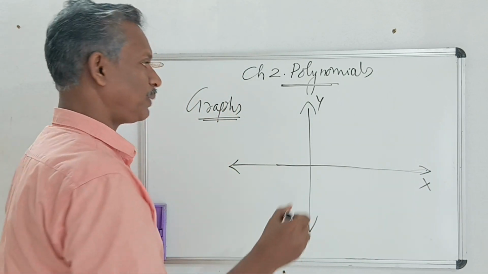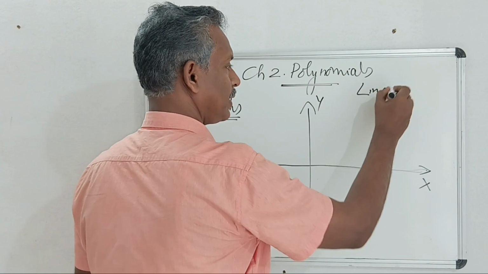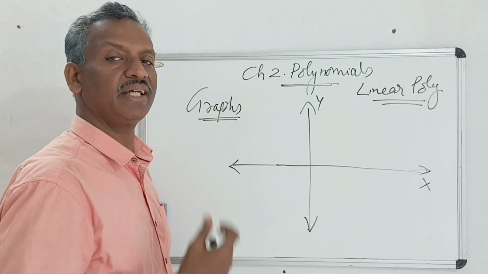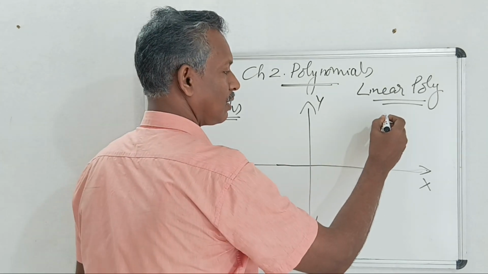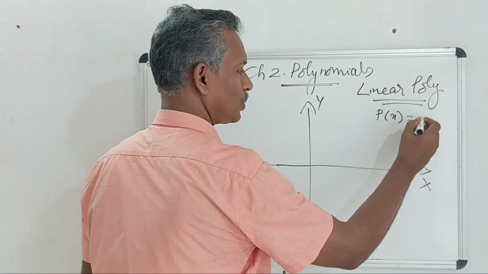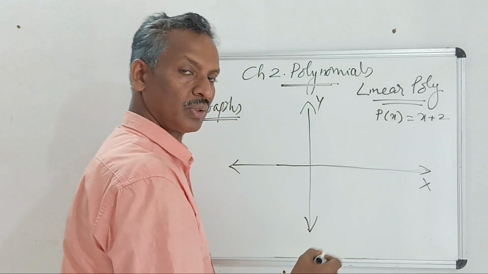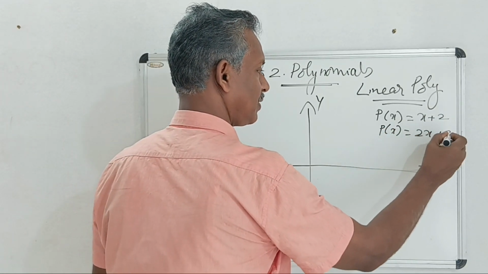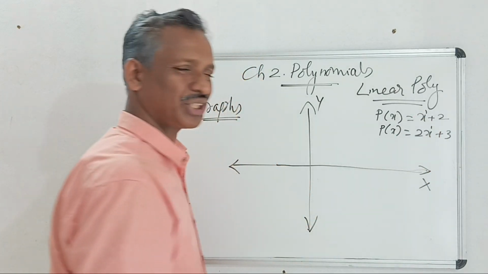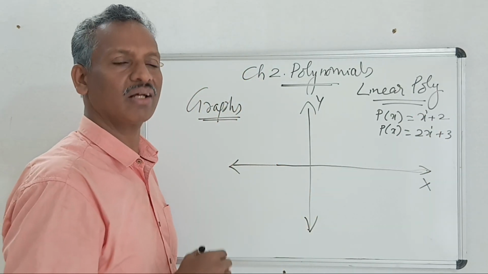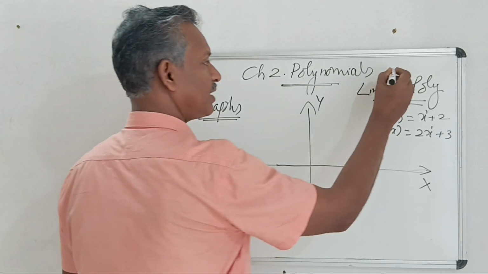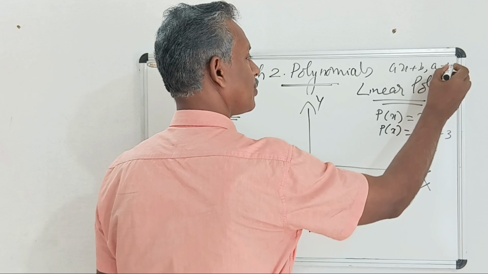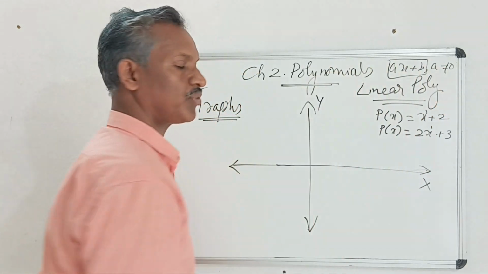And when we speak about linear polynomials, what is the meaning of linear polynomial? Its degree is 1. Like polynomial p of x is equal to x plus 2, or polynomial p of x is equal to 2x plus 3. The maximum degree of x is 1. So they are linear polynomials. Their standard form is ax plus b, where a should not be 0. This is the standard form of a linear polynomial.